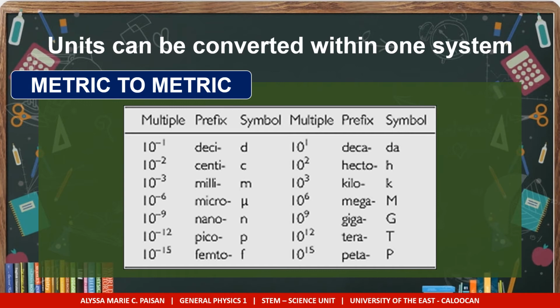We also have deca with symbol dA, equivalent to 10 raised to positive 1. Hecto, or h, 10 raised to positive 2. Kilo, or k, 10 raised to positive 3. Mega, or capital letter M, 10 raised to 6. Giga, or capital letter G, 10 raised to 9. Tera, or capital letter T, 10 raised to 12. And peta, or capital letter P, 10 raised to positive 15.